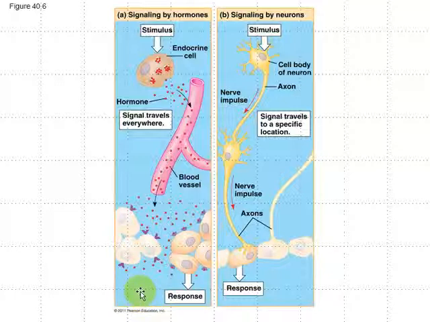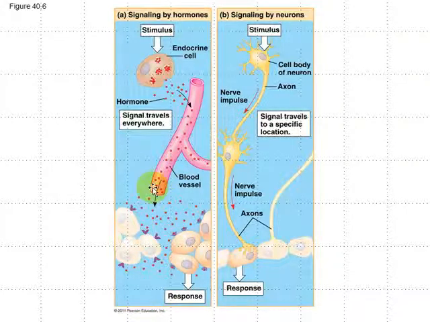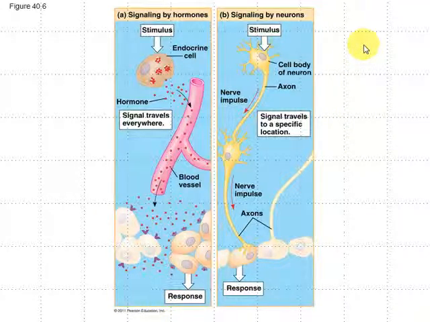Compare that to a neuron or a nerve signal, where you have a particular stimulus that causes a nerve to send an electrical signal. This signal is going to go to a specific location. It's not going to travel throughout the entire body. It's a specific message. This would be like mail coming to your house. It is addressed to your house. It's not going to go to everyone in the neighborhood. It's simply going to go straight to your house.